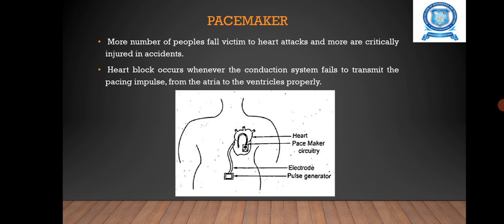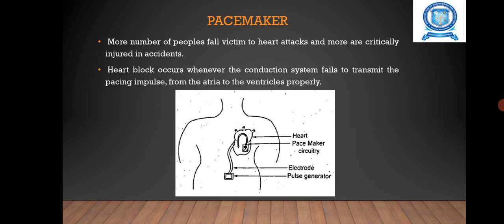Heart block occurs whenever the conduction system fails to transmit the pacing impulse from the atria to the ventricles properly. For example, each pacing impulse is propagated throughout the myocardium, spreading over the surface of the atria. In first degree heart block, an excessive impulse delay at the AV junction causes the P to R interval to exceed 0.2 second for normal adults.